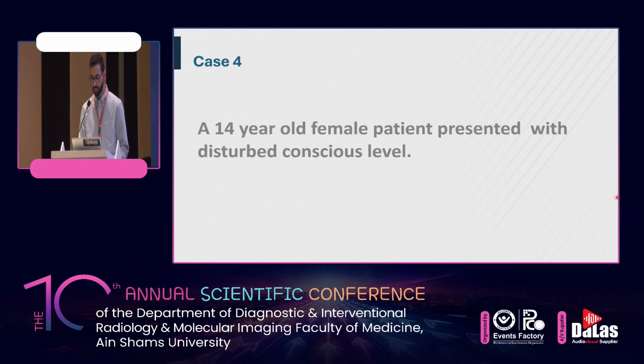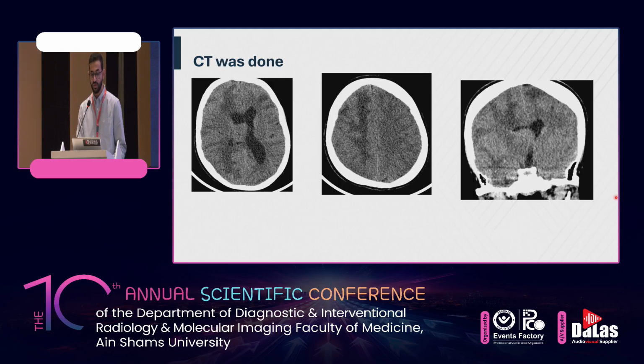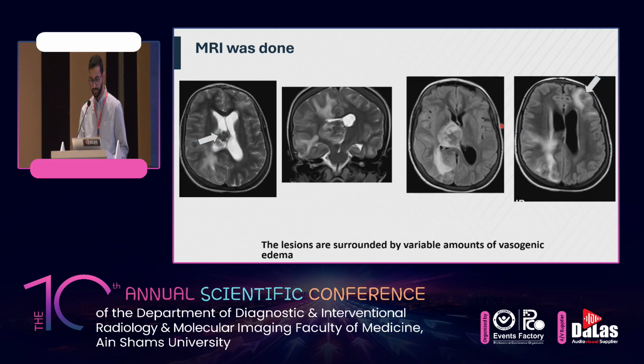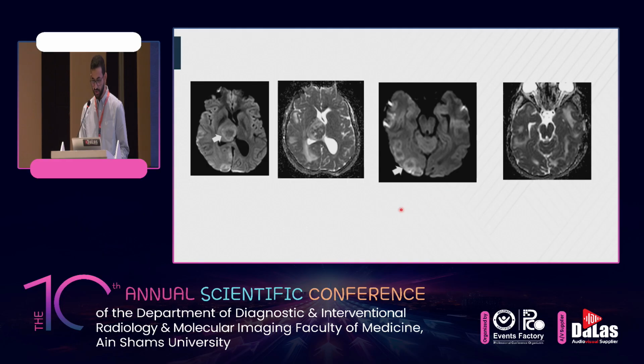Our next case is a 14-year-old female patient presented with disturbed conscious level. In CT, we have this right isodense thalamic lesion with scattered areas of vasogenic edema in the brain. In MRI, we have multiple lesions with low signal in T2. This is an important point. Low signal in T2 with surrounding edema appreciated more in the FLAIR. Such lesions show peripheral, not central diffusion restriction. We can see that in diffusion, we have the high signal in the periphery, not the center.